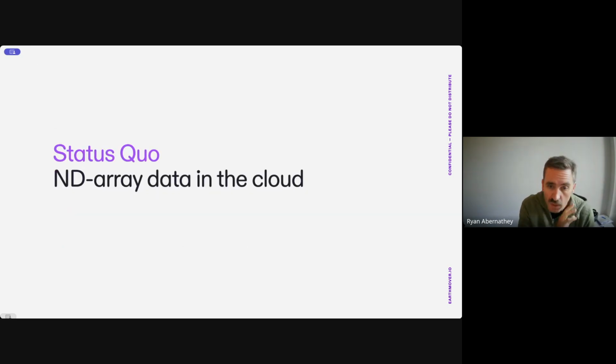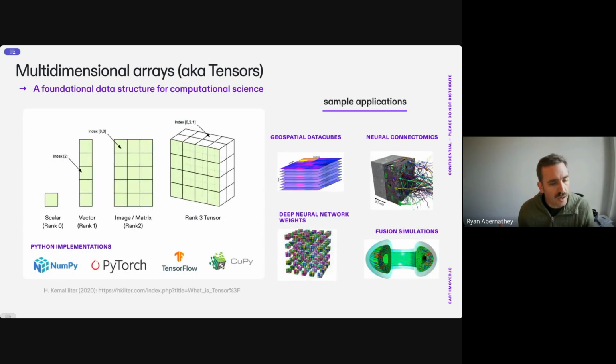Okay, so part one, let's talk about the status quo, multidimensional array data in the cloud. First of all, what are multidimensional arrays? Some people like to call them tensors. I personally can't stand that terminology, but I've come to accept that it is out there in the world. Arrays are really a foundational data structure for computational science. And by arrays, I mean these hypercubes of 0, 1, 2, or 3, or even more dimensions that are used to hold homogeneous pieces of data. These are ubiquitous throughout scientific and engineering applications.